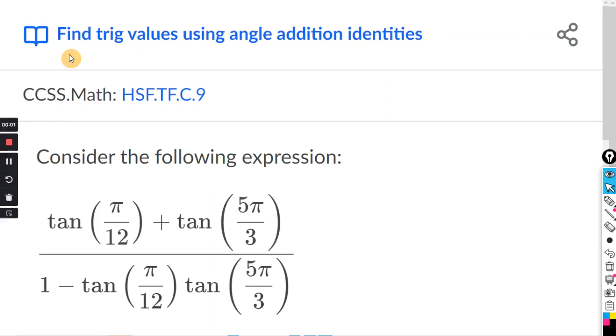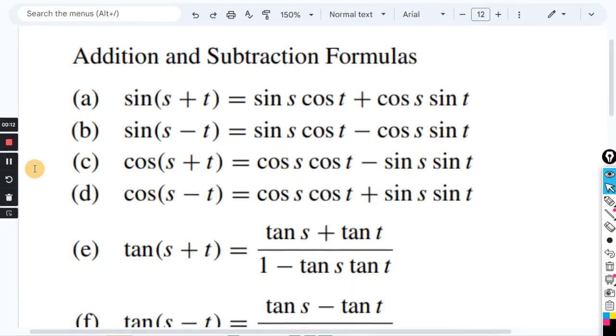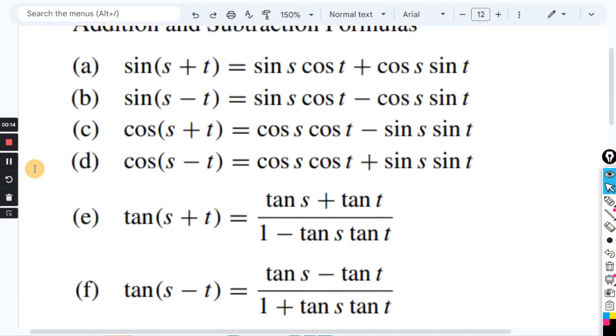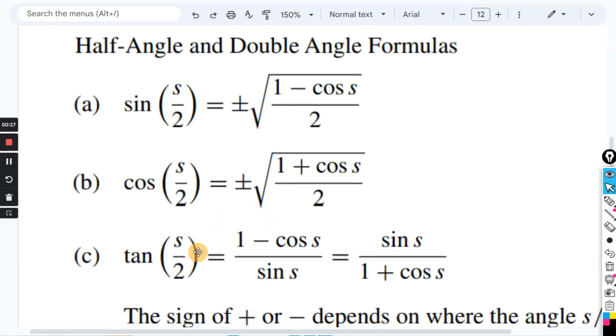This will be for the assignment, find trig values using angle addition identities. All right, so you're going to need to use the addition and subtraction formulas for trigonometric identities. Notice there are 2 identities for sine, a positive and negative, 2 for cosine, and 2 for the tangent, both positive and negative. And you may also need the half and double angle formulas.